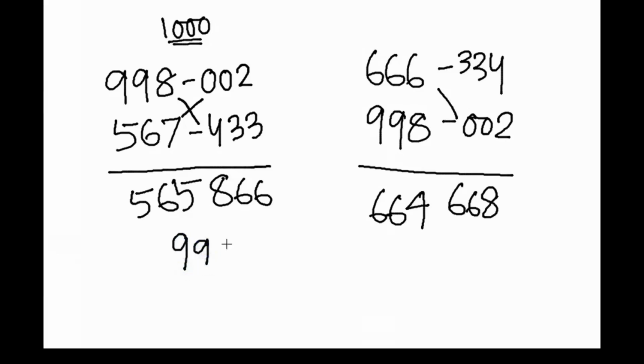So the number goes like this: 999,987 into 999,999. Really big numbers, very big numbers.